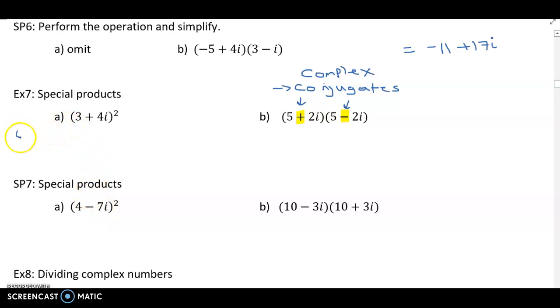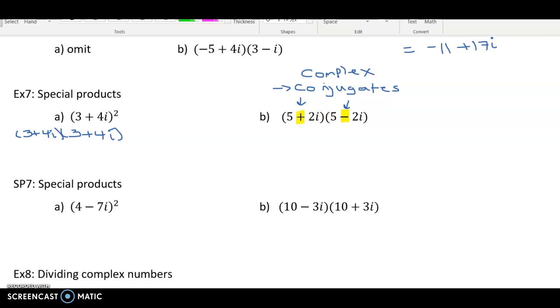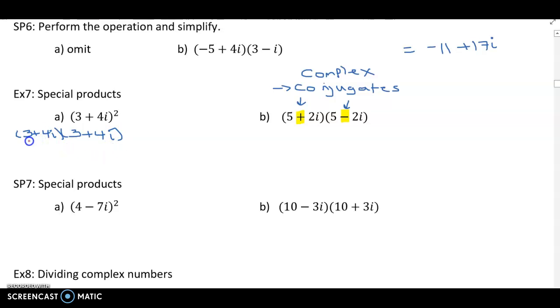So for A, we have 3 plus 4i times 3 plus 4i. Oh goodness, sorry. It's plus on both. So we're going to do 3 times 3, which is 9. 3 times 4i, which is 12i. 4i times 3, which is also positive 12i. And then 4i times 4i, which is 16i squared.